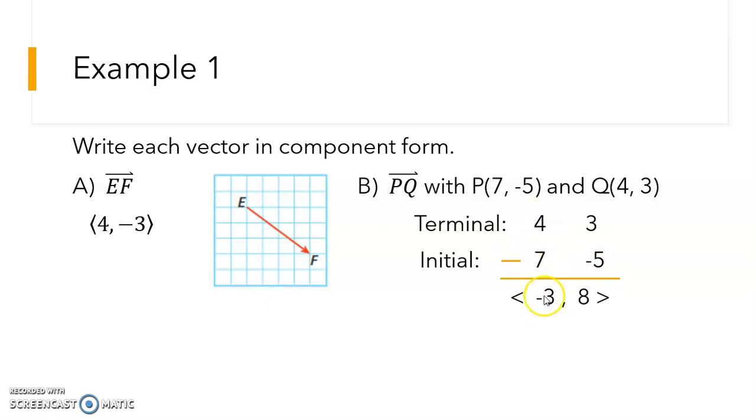4 minus 7 is -3. And 3 minus -5 is 8. So my component form for this vector is -3, 8. And that's it for this. So you have a check it out question coming up next.